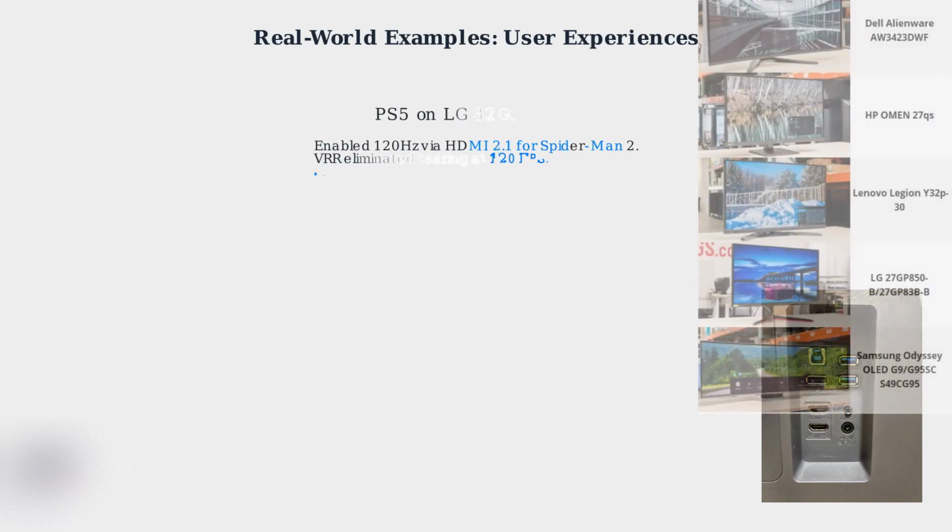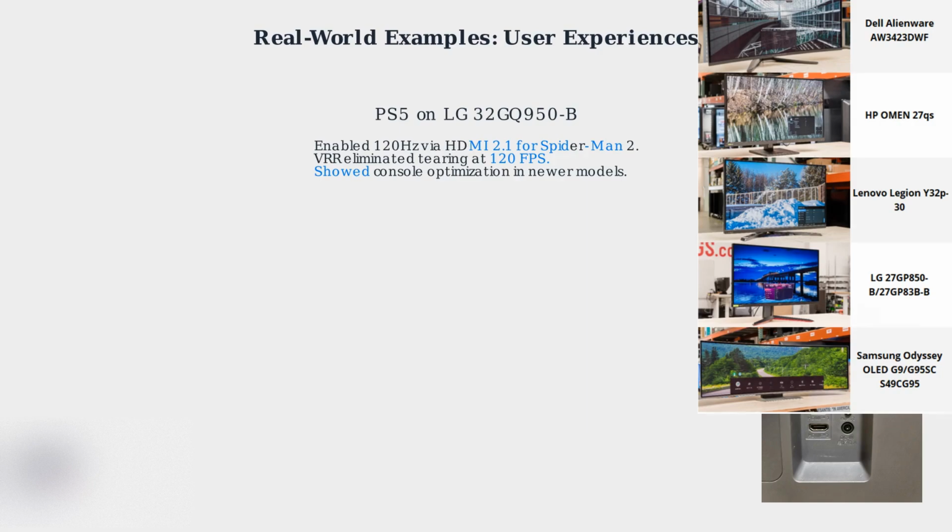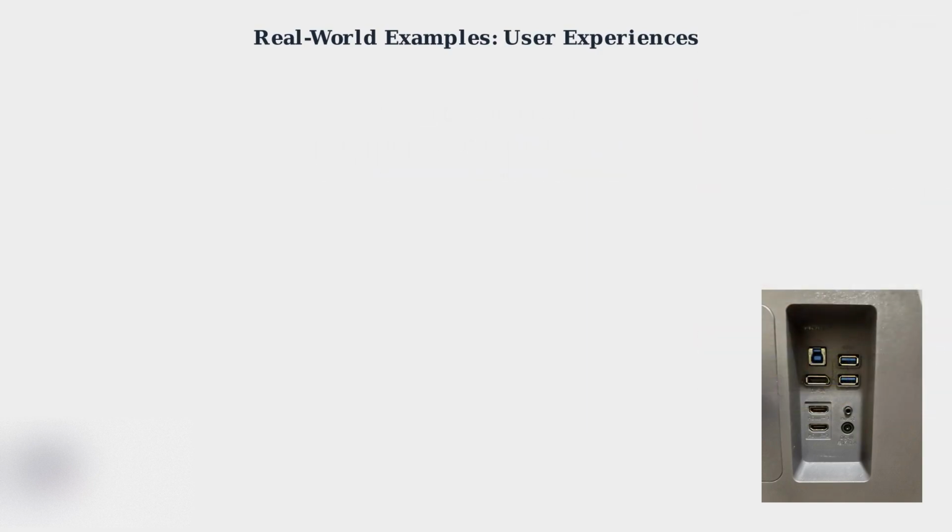On the PS5 with the LG 32GQ95B, users enabled 120 Hz via HDMI 2.1 for games like Spider-Man 2. VRR eliminated screen tearing at 120 FPS, demonstrating console optimization in newer monitor models. Remember, your experience may vary based on your hardware and software configurations.